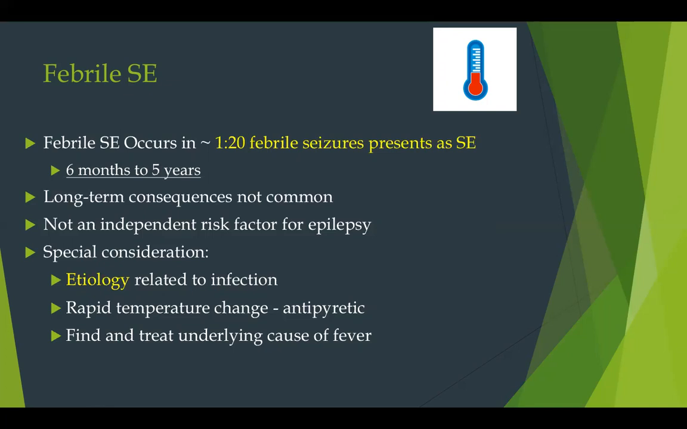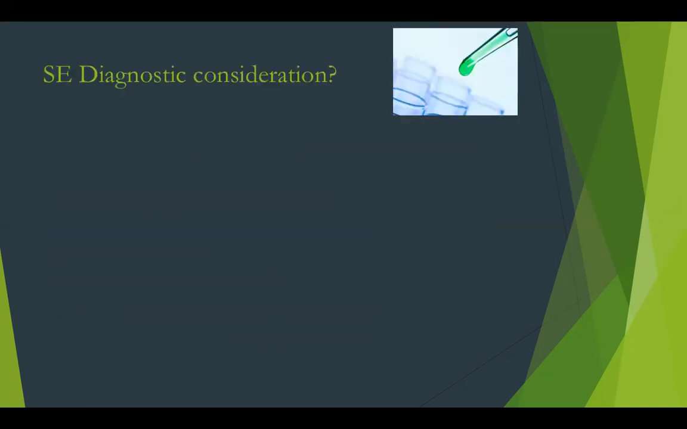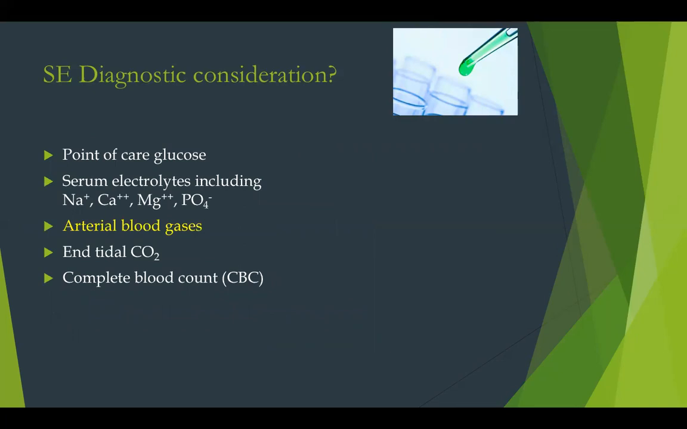Sometimes, we have to understand that the etiology of febrile seizure is related to the infection itself. So our goal is to bring the temperature down, give some antipyretic, and find the underlying cause of fever to prevent any further problems with this. In terms of diagnostic consideration, there's a lot of things to check. This is not just for febrile seizure, but any person who's coming with fever, any person who's coming with seizure.